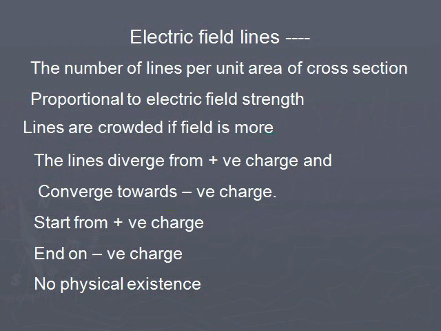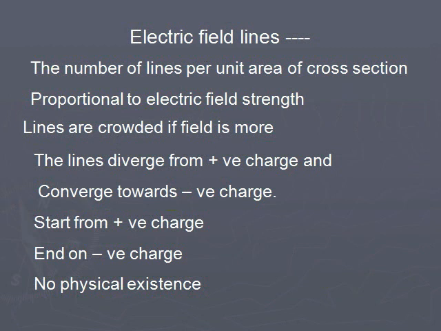The number of lines situated through unit area represents electric field strength. If the lines are crowded together, then the intensity, the electric field strength, will be more. If they are widely separated, the electric field strength will be less. Crowding depends on the strength of the electric field.